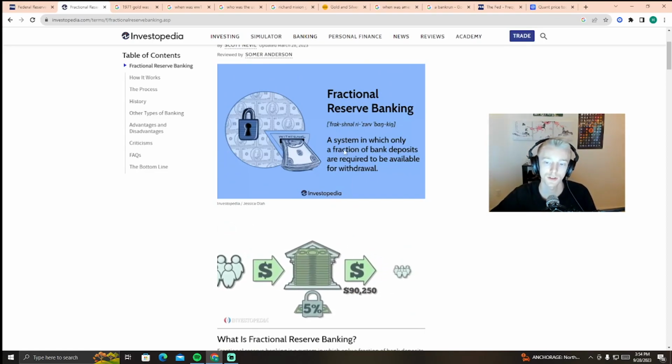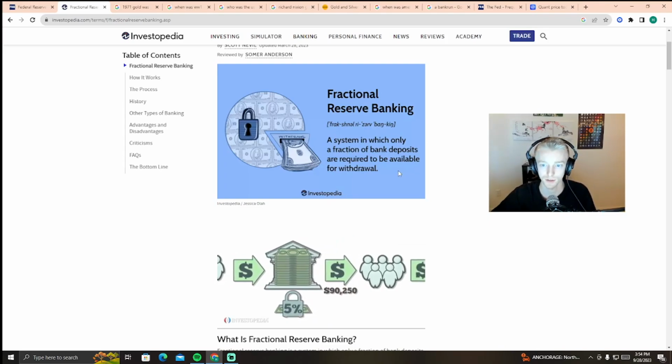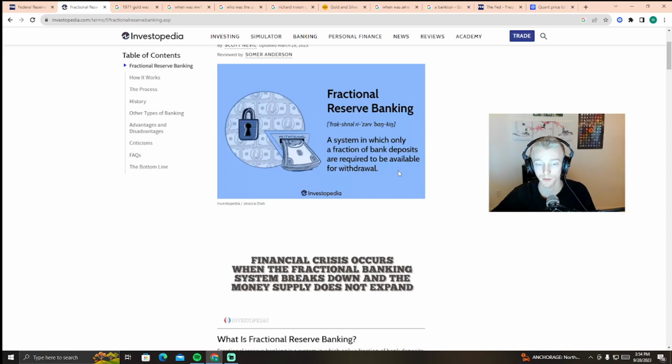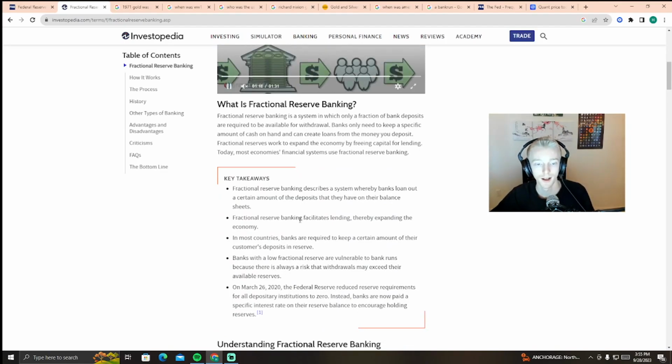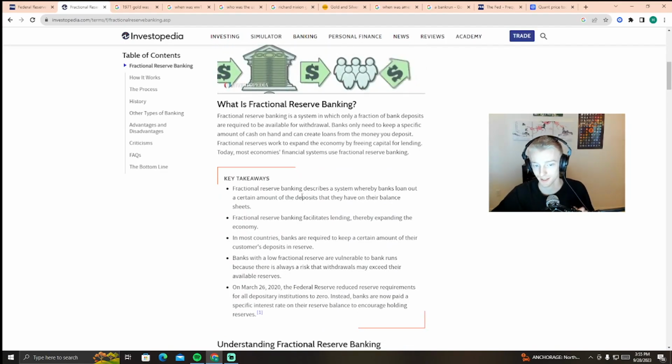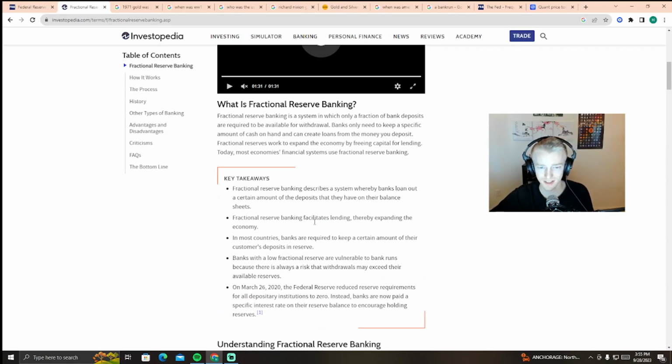So, here's the definition: a system in which only a fraction of bank deposits are required to be available for withdrawal. So you don't need to have actually all the money to withdraw it, which is very shady. And now we're going into Ponzi scheme land, guys. Ponzi scheme land. So basically it says it expands the economy, but expansion basically means a bubble, right? So this is something worth noting. On March 26, 2020, the Federal Reserve reduced reserve requirements for all depository institutions to zero. Instead, banks are now paid a specific interest rate on their reserve balance to encourage holding reserves, right?